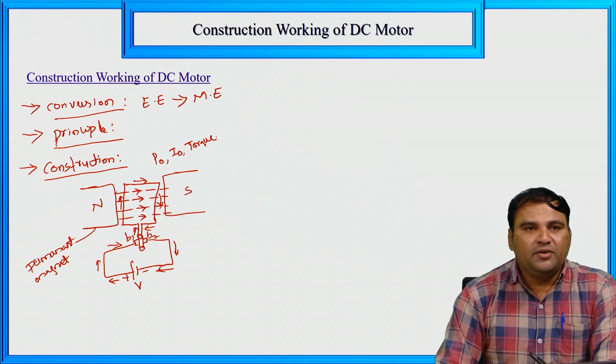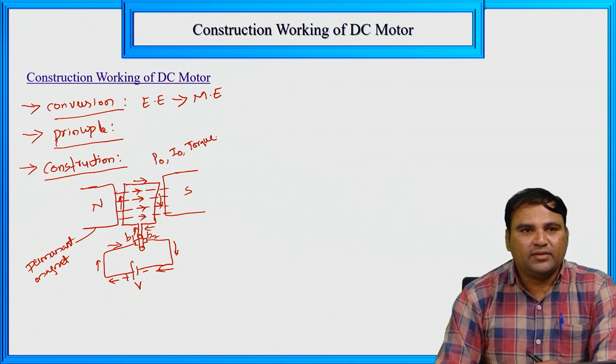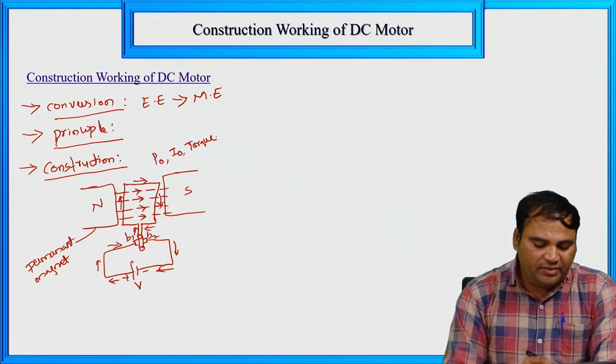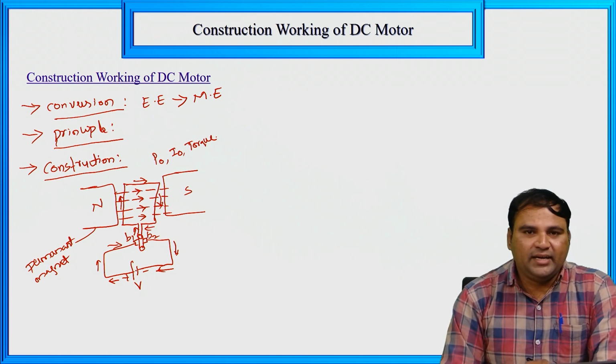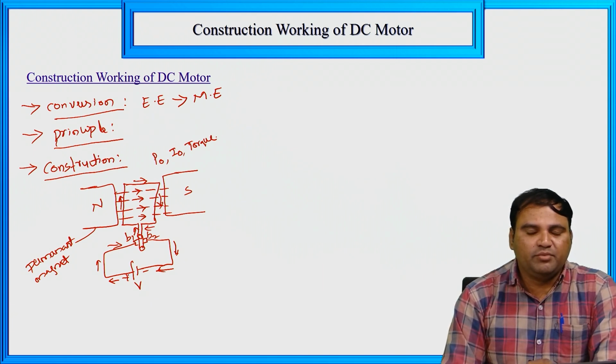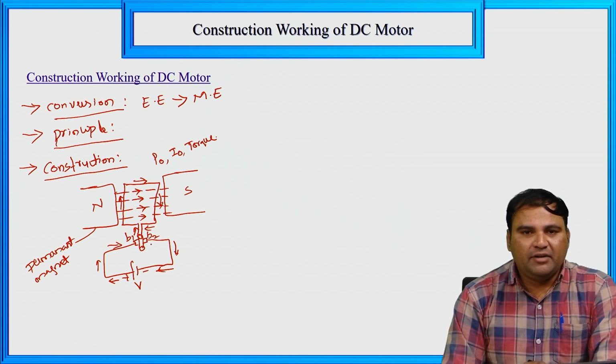Okay, here is the working of a DC motor. When we give the DC supply, the electrical current passes from the positive terminal to brush B1, commutator, coil and brush B2, and finally reaches the negative terminal.